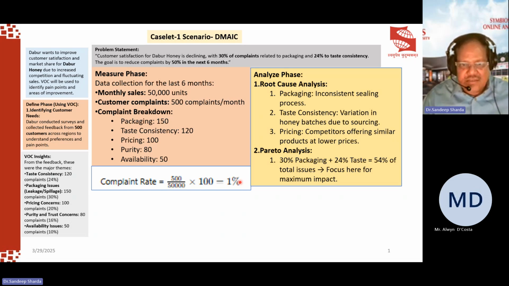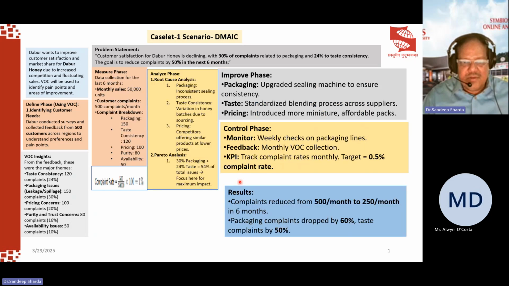So based on that, this is the one complete caselet that we are discussing here, with the problem statement of Dabur and the improvement phase. We are going to go for improving the packaging, upgrading the sealing machine to ensure consistency; taste, standardized blending process across the suppliers; pricing, introduce more miniature, affordable packs.